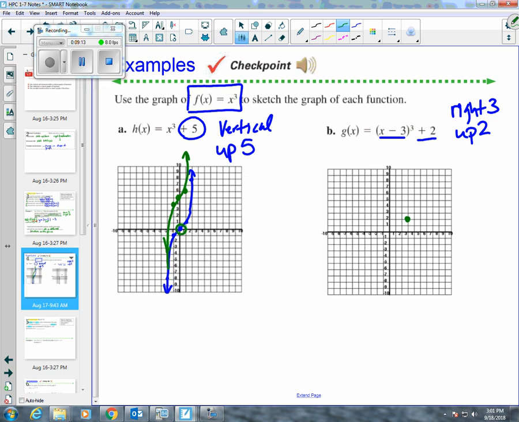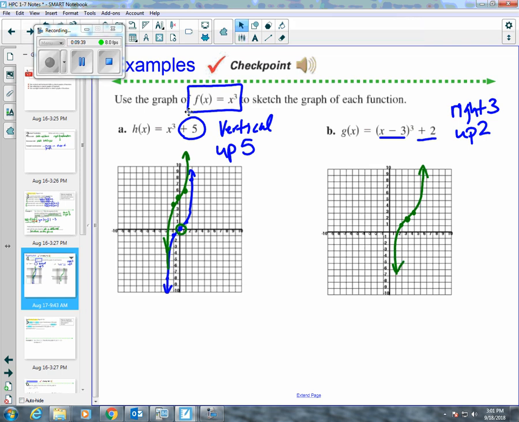All right, my next point was at (1, 1). That's going to go right 3 and up 2 as well. So go to (1, 1), right 3, up 2. We end up right here. Some people recognize that, wait, it's always over 1, up 1 if it hasn't been stretched. That's another way to think of it. All right, the (-1, -1) is going to go right 3, up 2 as well, and we get a nice approximation for what that shape looks like.